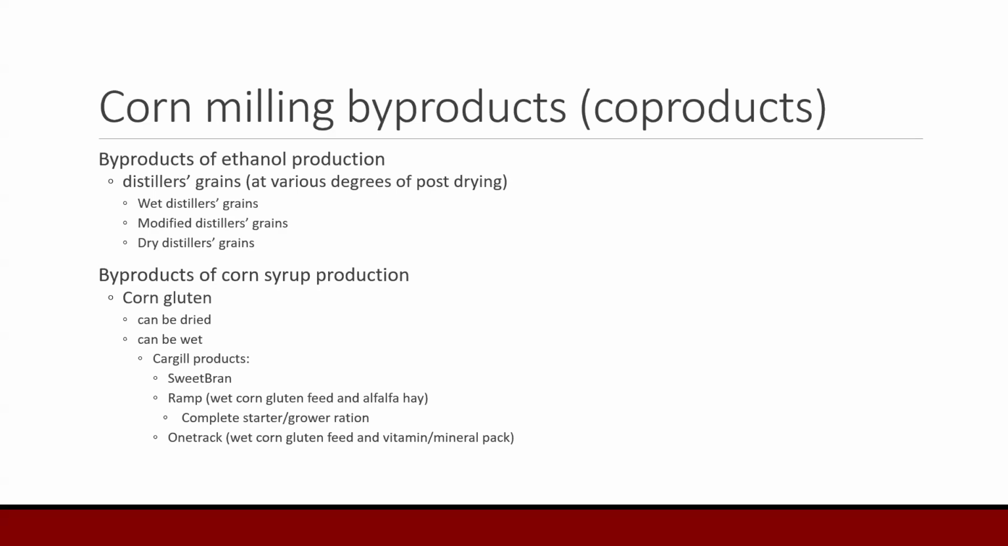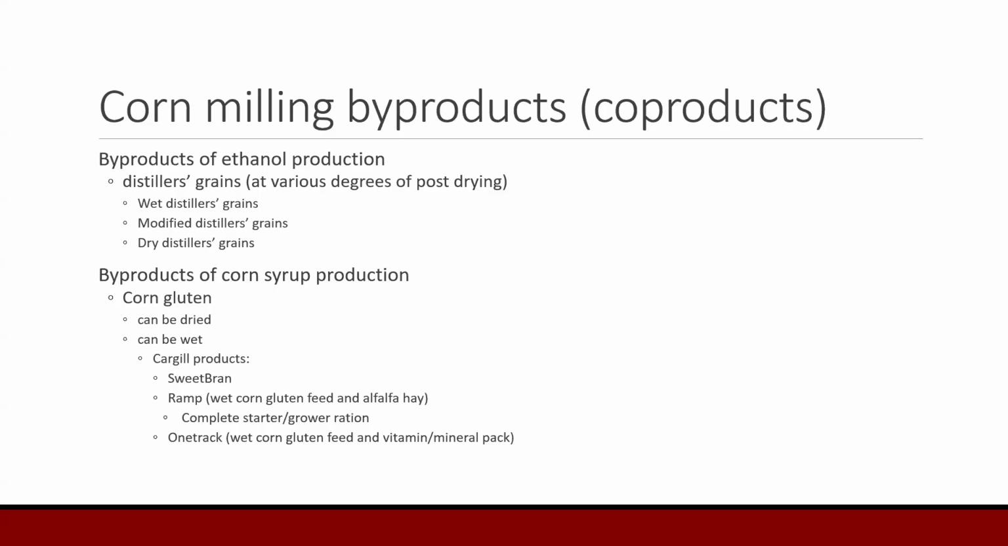Corn milling byproducts, or really we should call them co-products. A paper I just looked at the other day showed that about 22% of an ethanol plant's revenue comes from selling distillers grains. A byproduct would be something that's produced and is like a waste product, or they're looking to get rid of it. But these distillers grains and these other products coming from ethanol production or corn syrup production are very valuable to those factories, okay, as feeds for cattle.